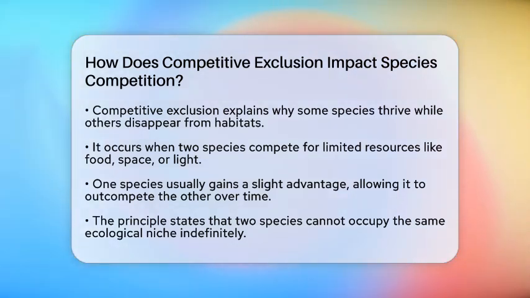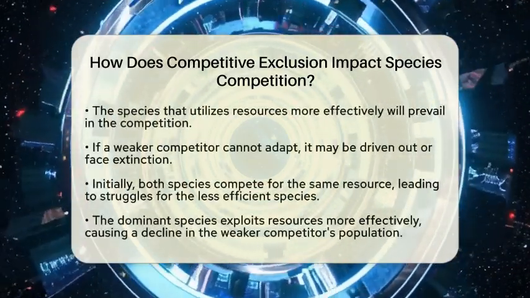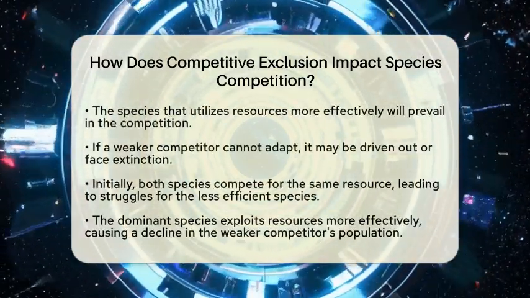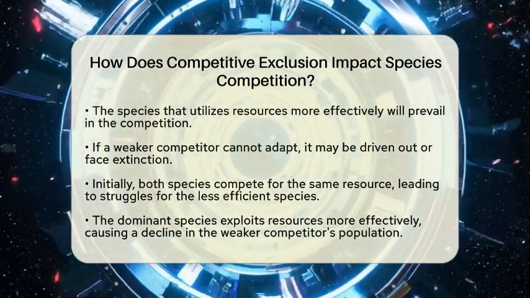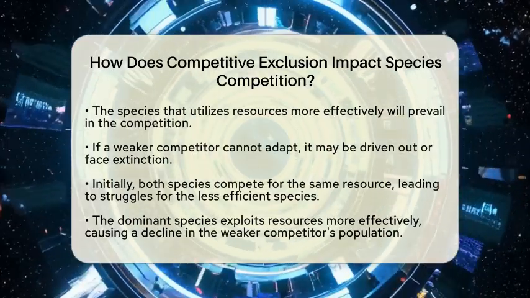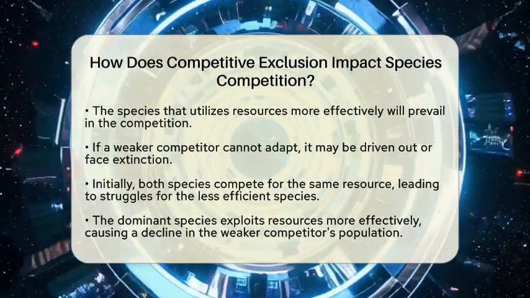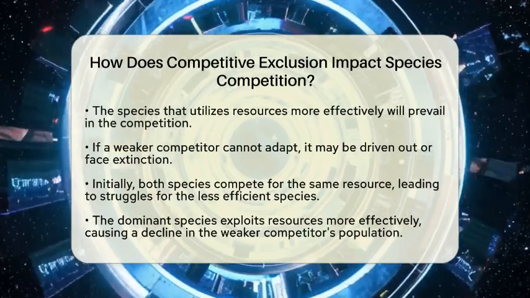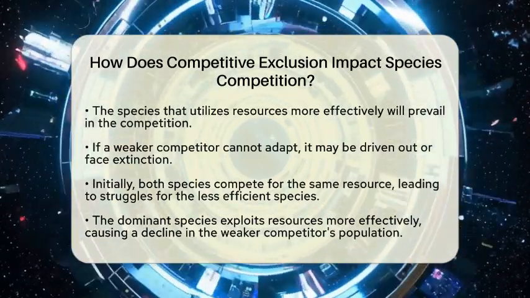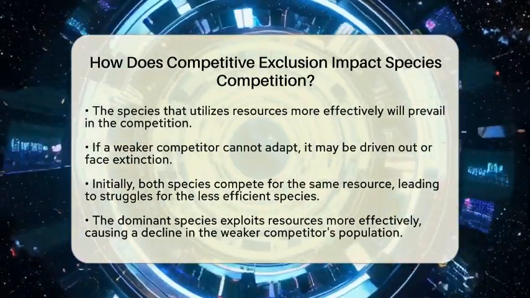The competitive exclusion principle states that two species cannot occupy the same ecological niche indefinitely. The species that uses resources more effectively will prevail. If the weaker competitor cannot adjust its behavior or resource use, it will likely be driven out or even face extinction in that environment. Let's break down how this process works.